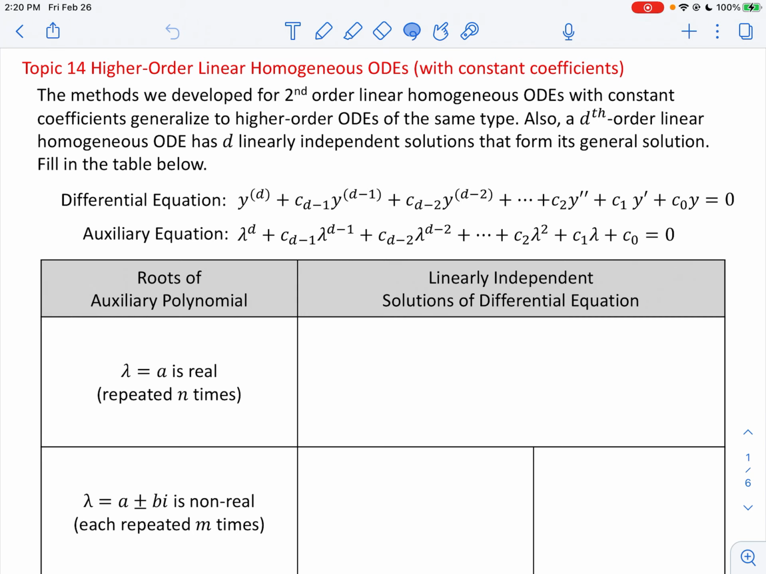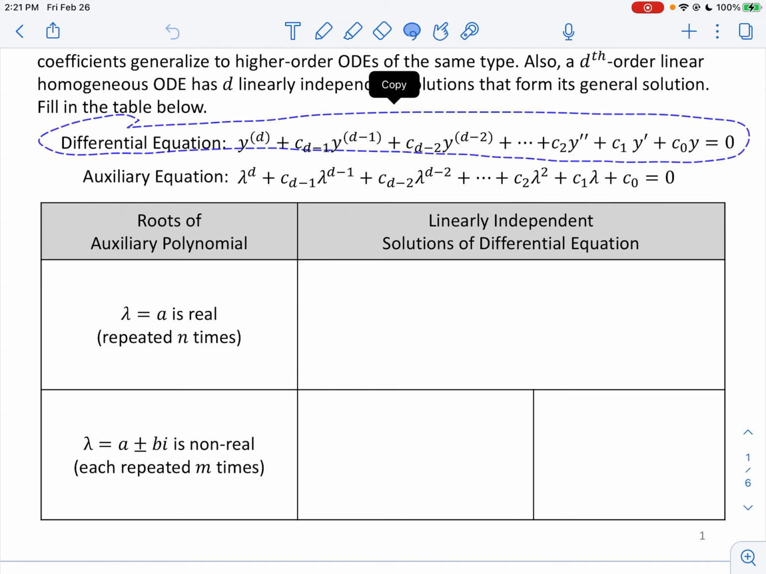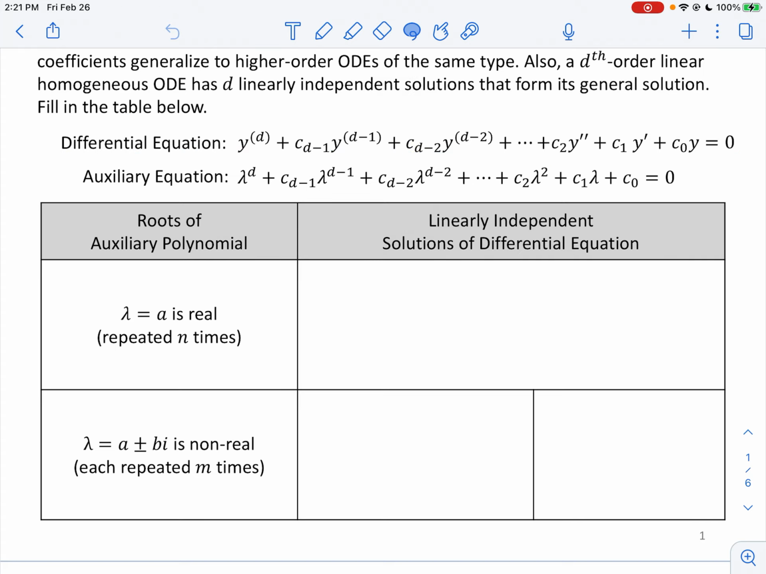So we're going to fill in the table below here. And so if we have a differential equation that's linear, dth order, and homogeneous, it's linear because all the derivatives of y and all its derivatives are in separate terms down to y itself, and each of them is raised to the first power. And it has potentially a constant coefficient with a leading coefficient of 1. And then homogeneous because we have equal to 0.